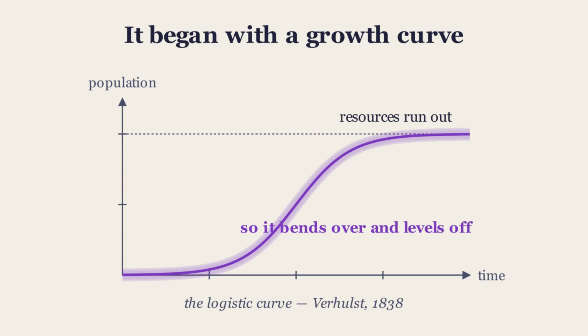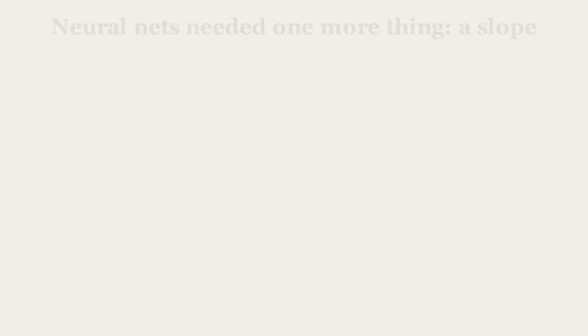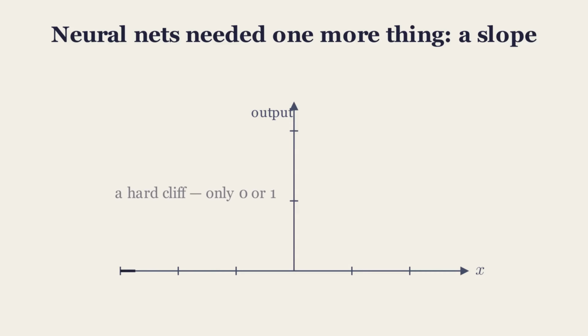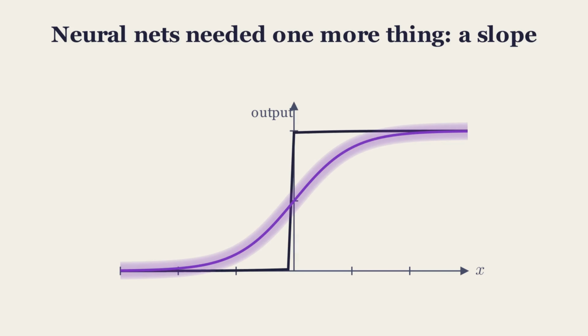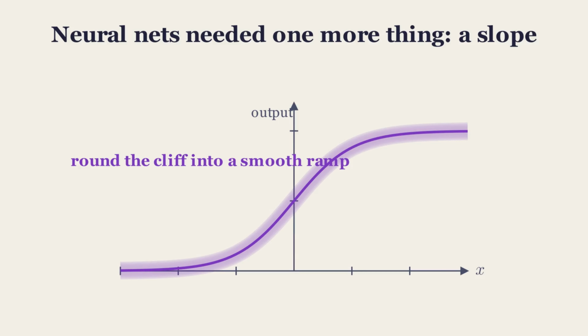That is the sigmoid. A century later, early neurons used a hard cliff. Below a threshold, output 0. Above it, output 1. But a cliff is flat, then it jumps. It has no slope. And without a slope, a network has no idea which way to adjust its weights. It cannot learn. So the fix was geometric. Round the cliff into a smooth ramp. Now every point has a gentle slope to follow.